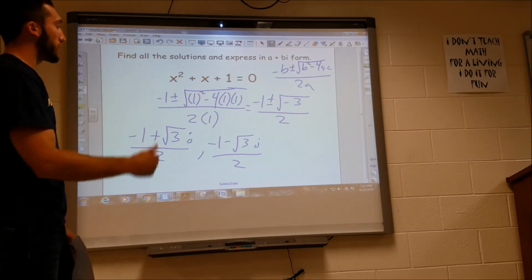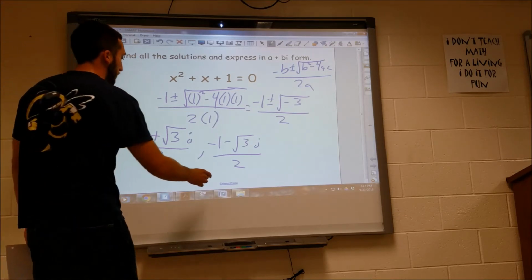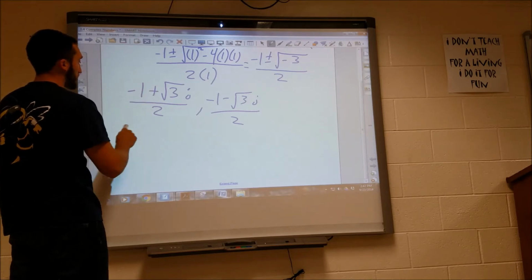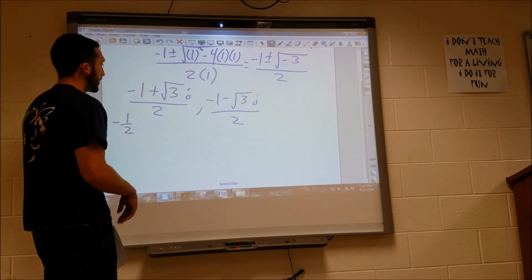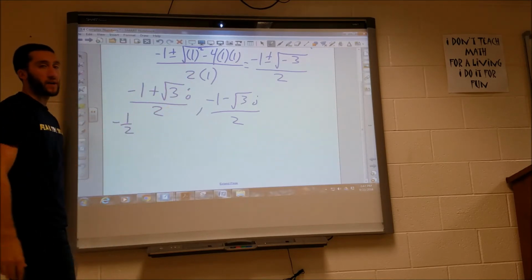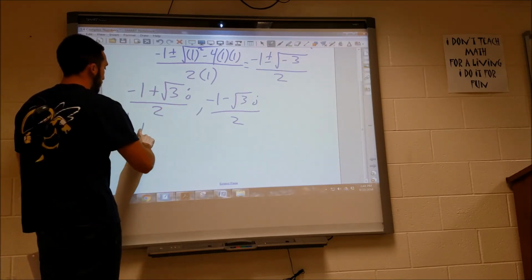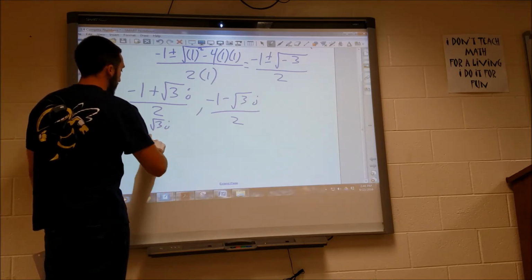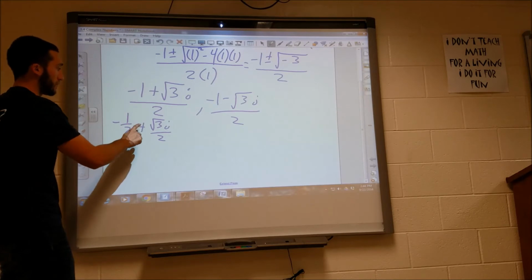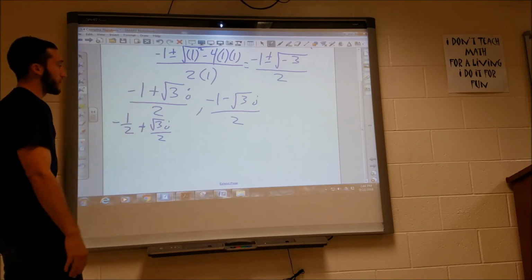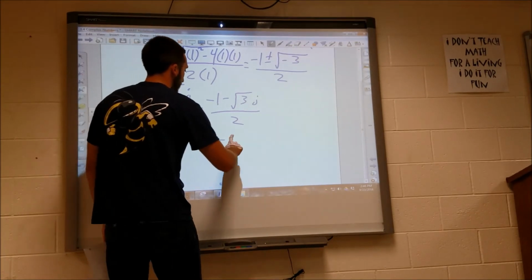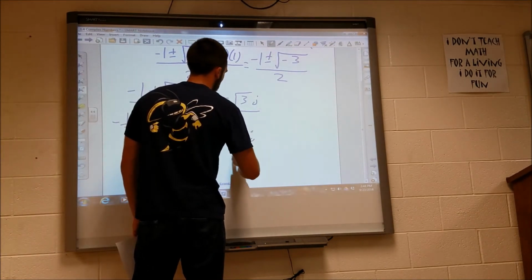Then they want it in a plus bi form, so I'm going to simplify even further. I'm going to break this up into two fractions where I have negative 1/2. I'm allowed to do that. I just took negative 1 divided by 2, radical 3i divided by 2. So I get negative 1/2 plus radical 3i over 2. That is one of my terms in a plus bi form. And then the other term is negative 1 over 2 minus radical 3i over 2.